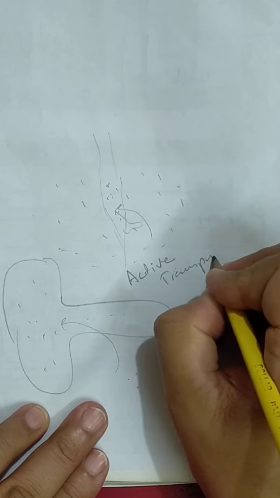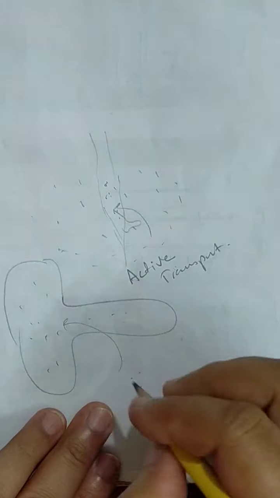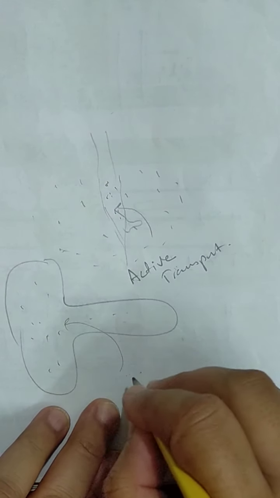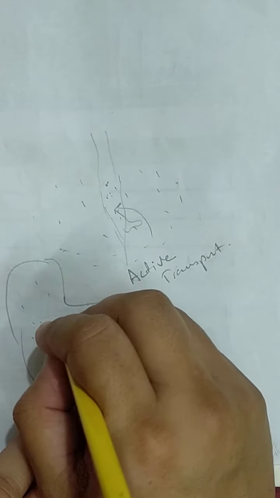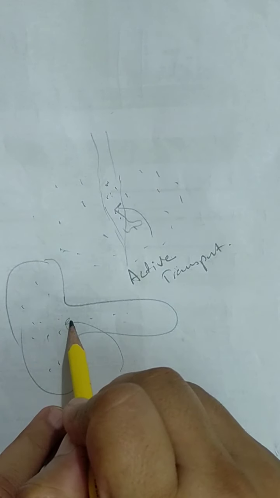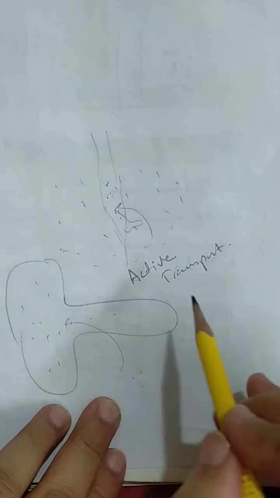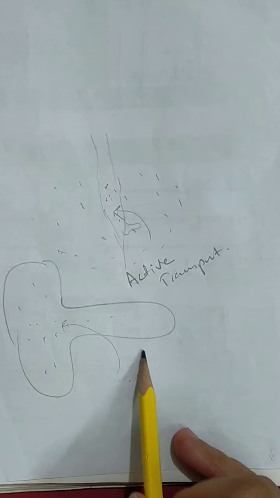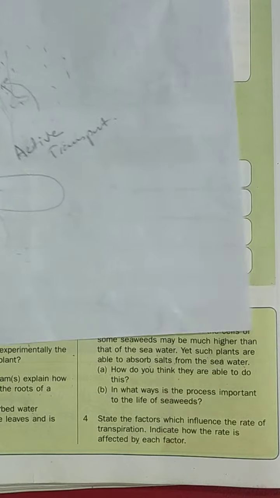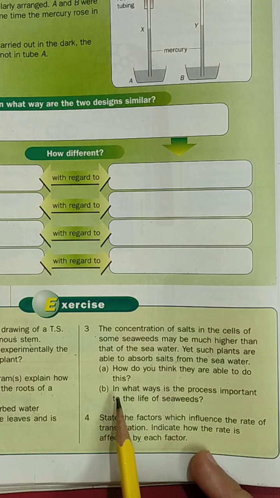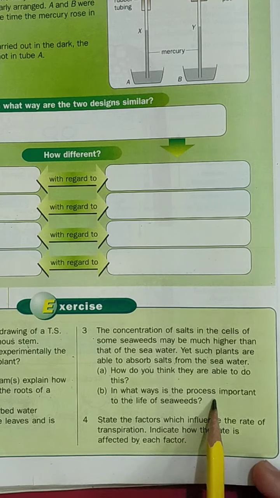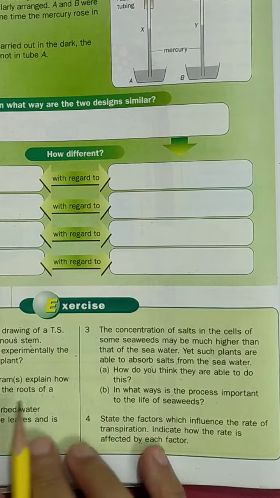Active transport. What is active transport? I have told you, when molecules or minerals move in the root hair from low concentration to high concentration, against the concentration gradient, that is called active transport. So the roots of seaweeds will get salts due to active transport. Okay, then in the second part they are saying, in what way is the process important for the life of the seaweed?